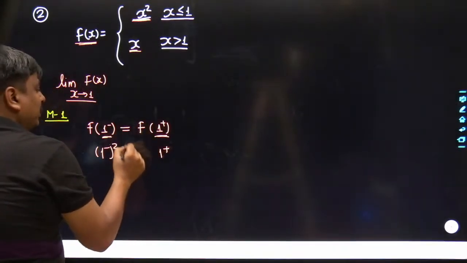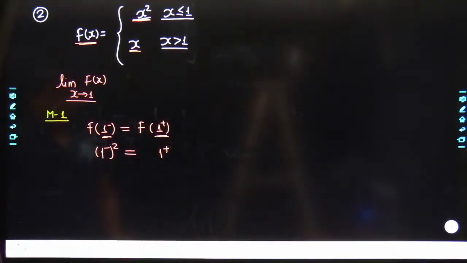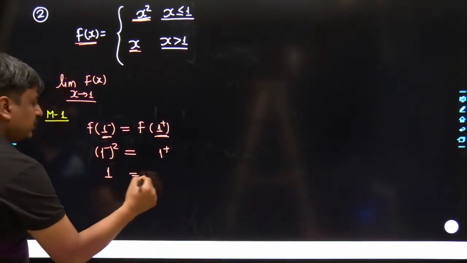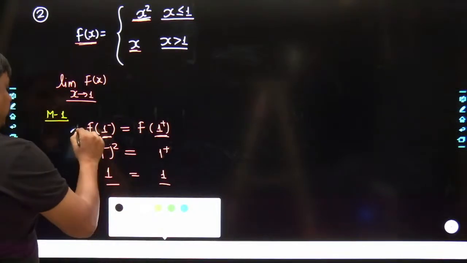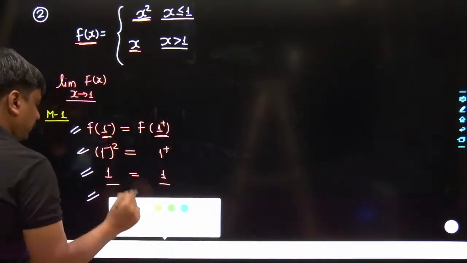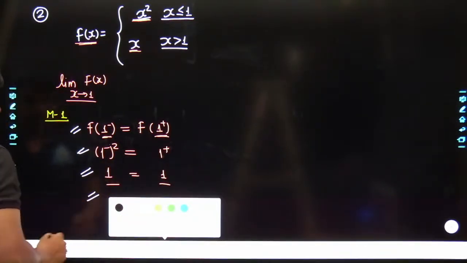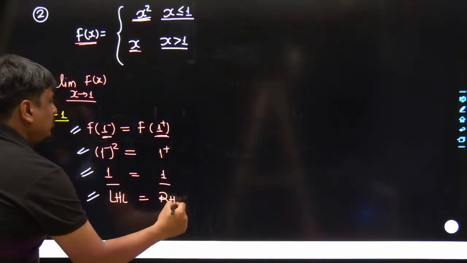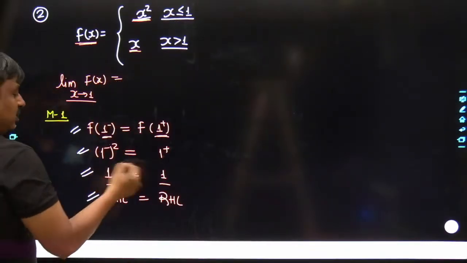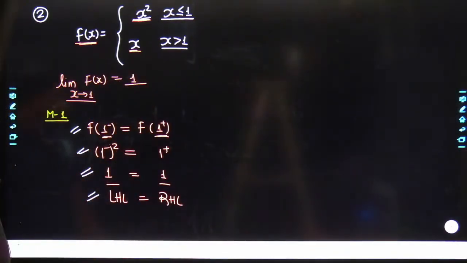And once you compare them together, obviously the worth is 1 equals 1. What does it indicate? It indicates the left hand limit is the very same as the right hand limit. The limit does exist. May I know what should be the worth of it? The worth is plus 1.